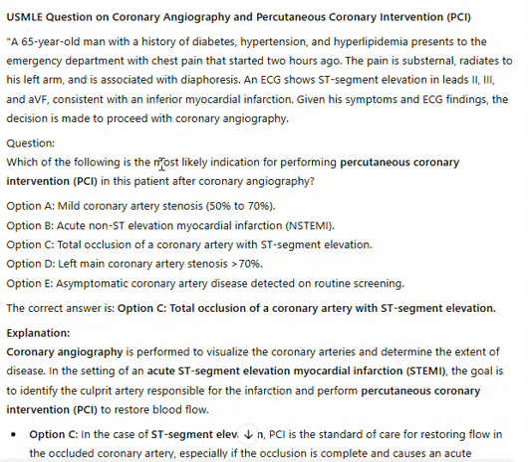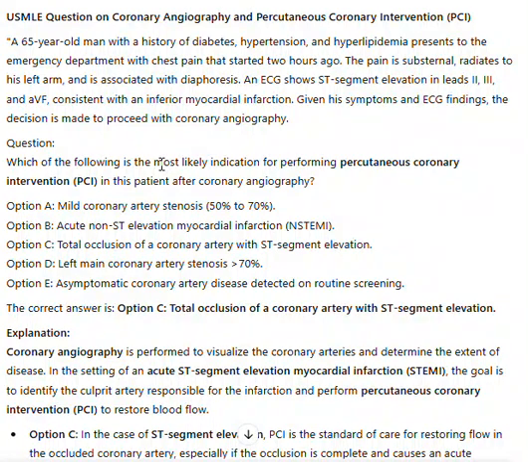The correct answer is option C: total occlusion of a coronary artery with ST segment elevation. Explanation: coronary angiography is performed to visualize the coronary arteries and determine the extent of disease. In the setting of an acute ST segment elevation myocardial infarction, STEMI, the goal is to identify the culprit artery responsible for the infarction and perform percutaneous coronary intervention, PCI, to restore blood flow.